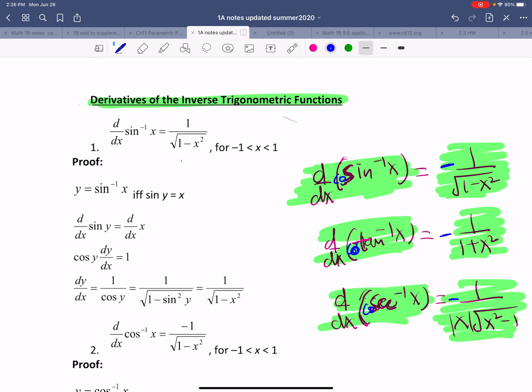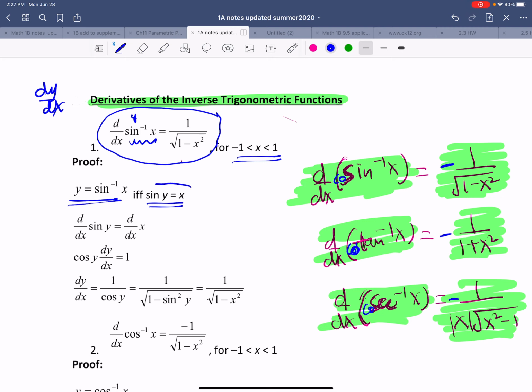To prove them, let's just look at the proof of the derivative of sine inverse x, where x lies between negative 1 and 1. We know the function y, because we're doing dy/dx, so my function y here is sine inverse x. y is equal to sine inverse x if and only if sine of y is equal to x. That's the inverse function. Sine of y is equal to x.